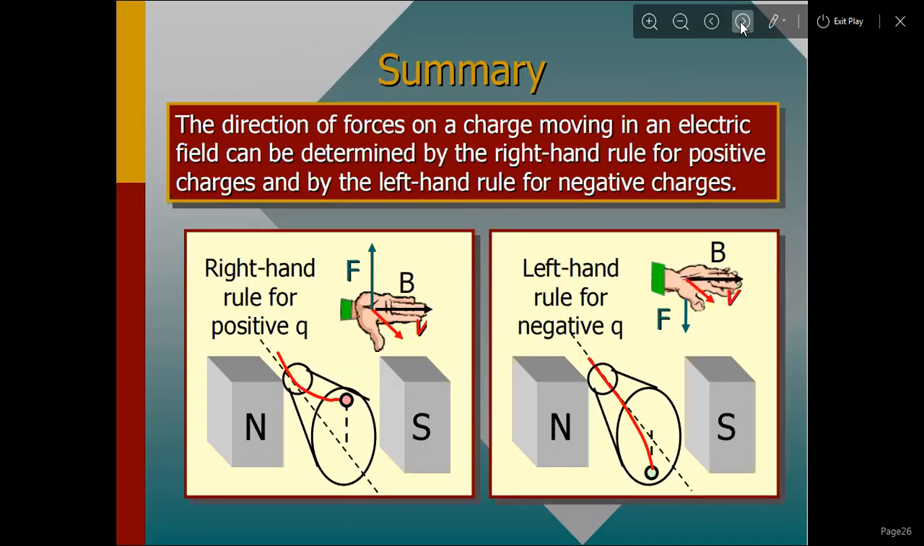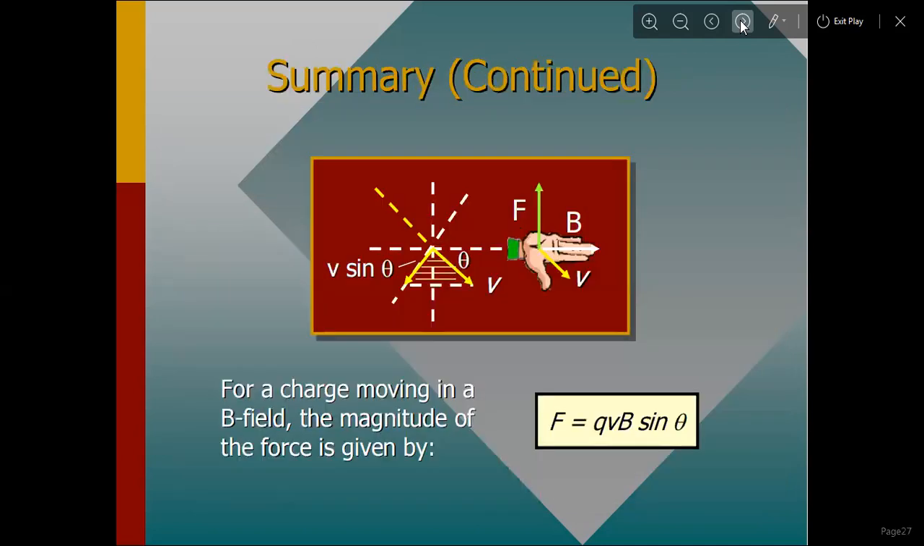This is the summary we have used. The right hand rule is for positive charge, and the left hand rule is for negative charge. We have to remember this. So this is the main formula, qvB sin theta. This is the Lorentz force formula.